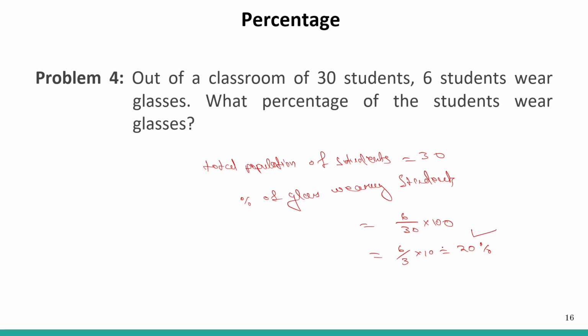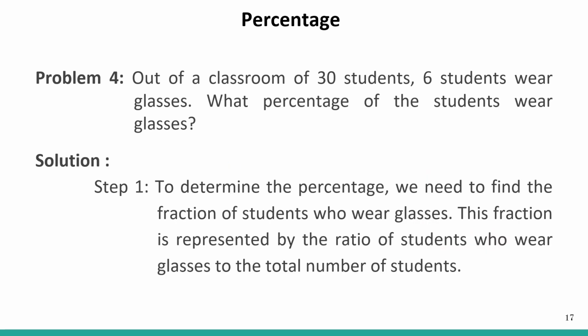So let's see a step-by-step solution. To determine the percentage, we need to find the fraction of students who wear glasses. This fraction is represented by the ratio of students who wear glasses to the total number of students. So the fraction of students wearing glasses is 6 by 30.